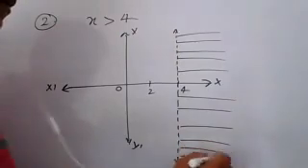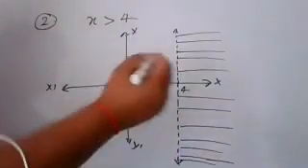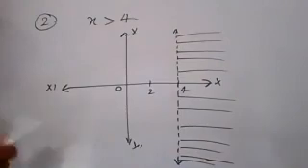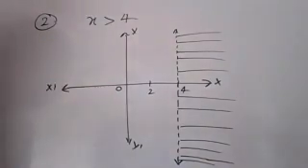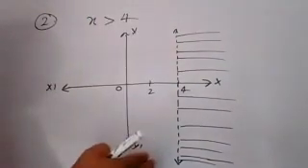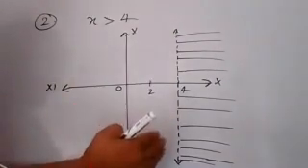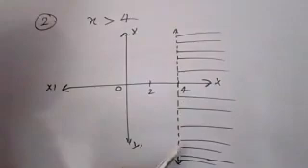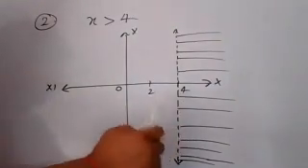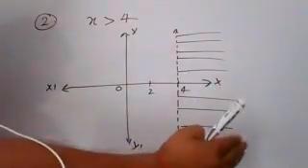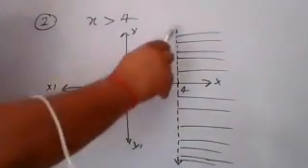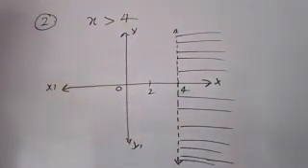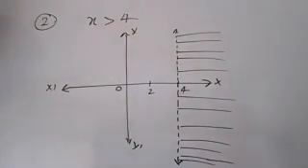And this dotted line shows that the point x is equal to 4 is not lying on the line. Understand? All the values of x are greater than that. That's why here you plot a dotted line whenever the equal to sign is not mentioned in an inequation.